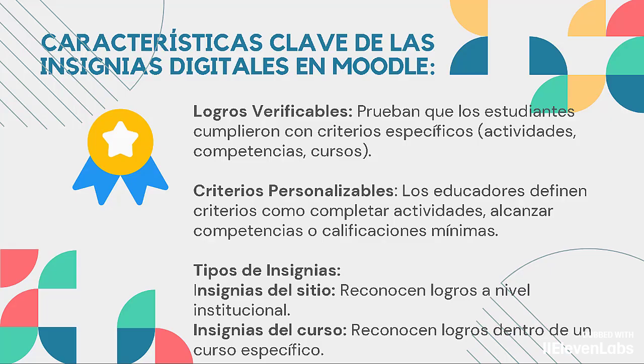We have two types of badges. The site badges are assigned at the institutional or global level. They are awarded for general achievements such as completing several courses or reaching a high level of participation in the virtual classroom. We also have course badges, which are awarded within a particular course and recognize achievements related to the activities or specific competencies of this course.